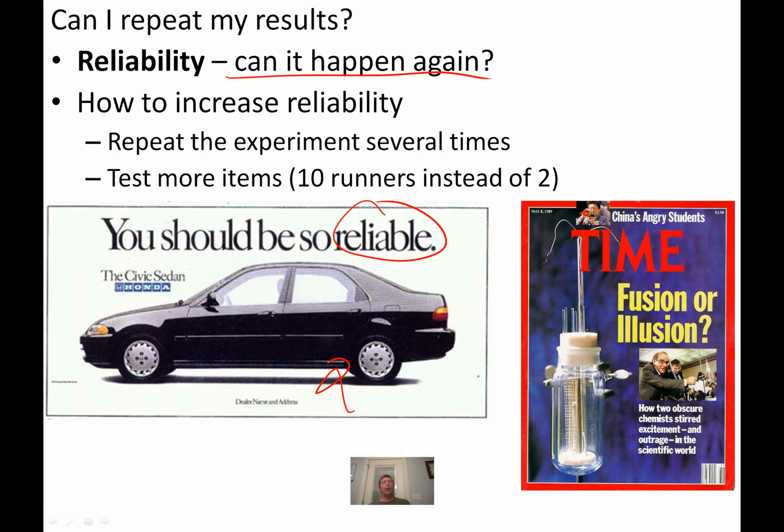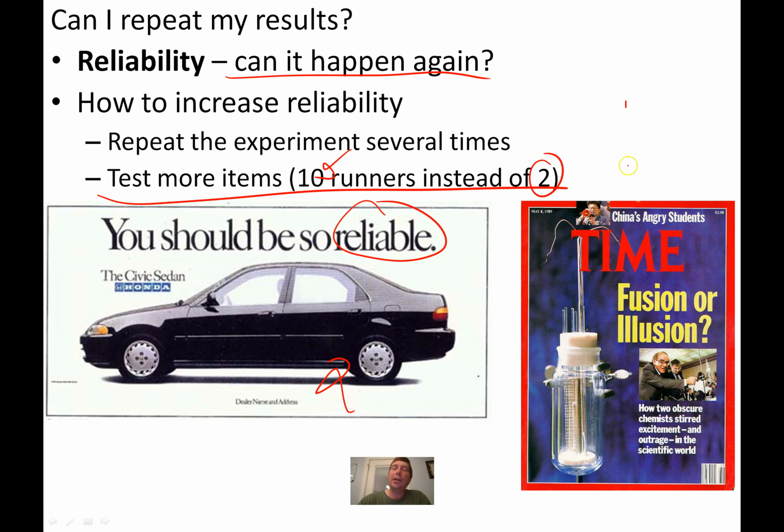The other thing we can do that will increase our reliability is we can test more items. Okay. In the experiment that we wrote up, we only did 2 runners, and that's not a very reliable experiment. You want to use as many test subjects as you can. So if we did this experiment with 10 runners and 5 of them got the Gatorade, 5 of them got water, that would increase the reliability of our experiment, and that's something that we want to do.